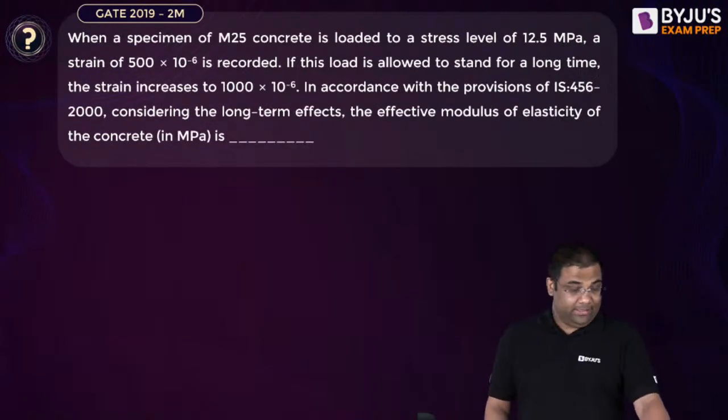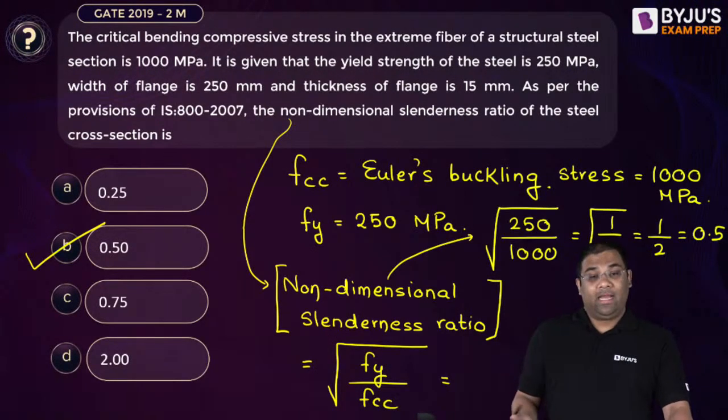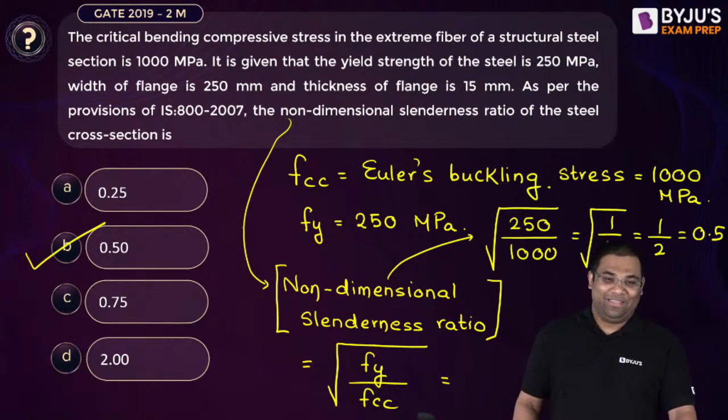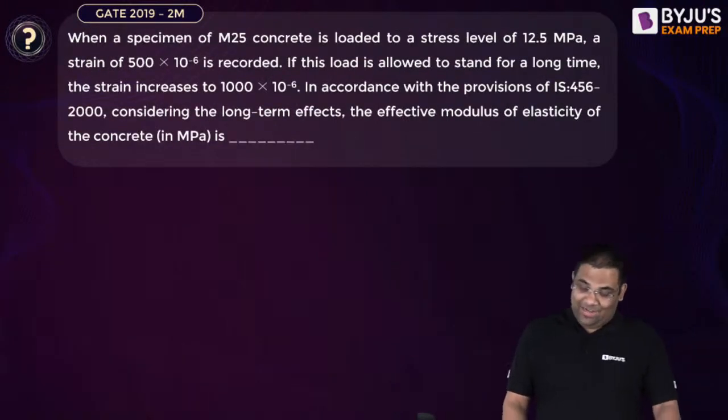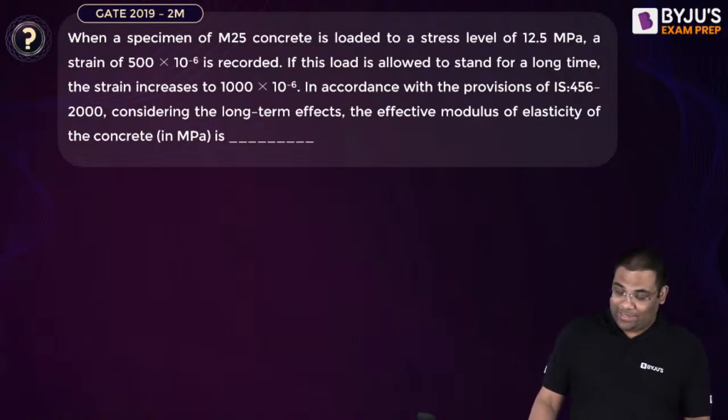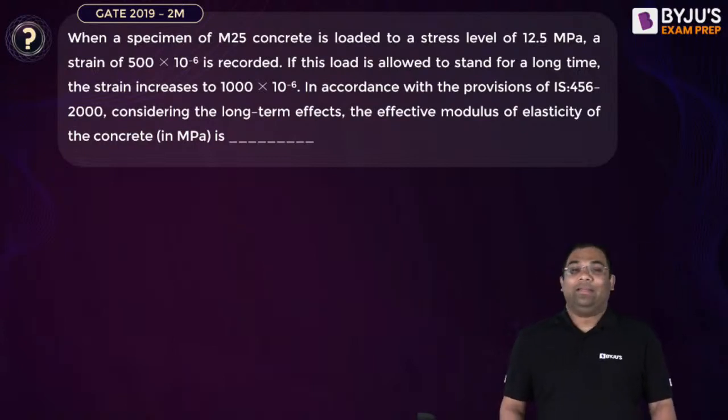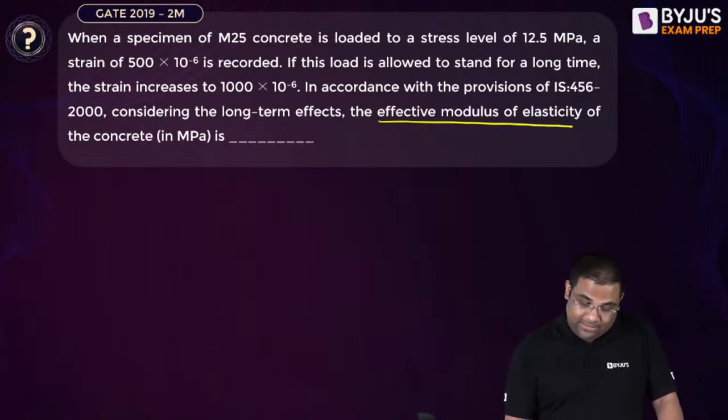Okay, the next question. This was 2 marks, but I think it is a very easy question. It should actually be asked as 1 mark. The next question is also very easy. Why they asked 2 marks, I don't know. What is asked? Find out the effective modulus of elasticity of concrete.